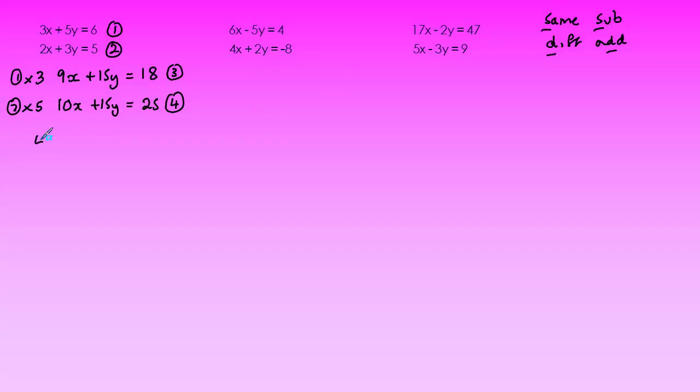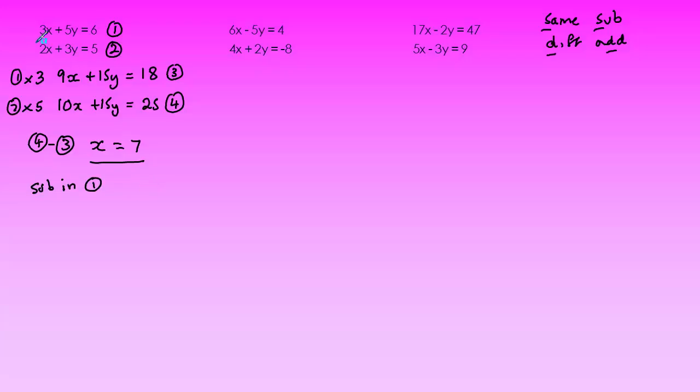So I'm going to do equation 4, take away equation 3, 10x take away 9x is a single x, the y's disappear, that was the whole point, 25 take away 18 is 7, so I have x is 7. I'm going to substitute that back into equation 1.